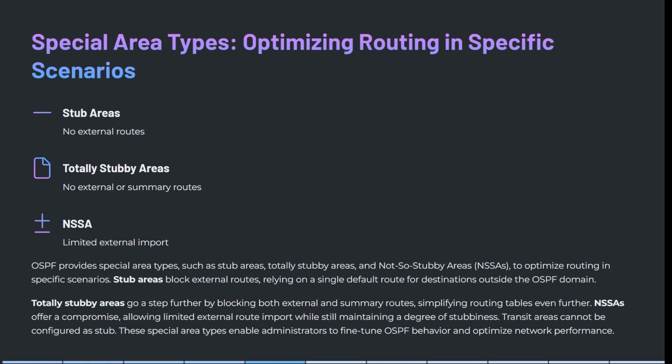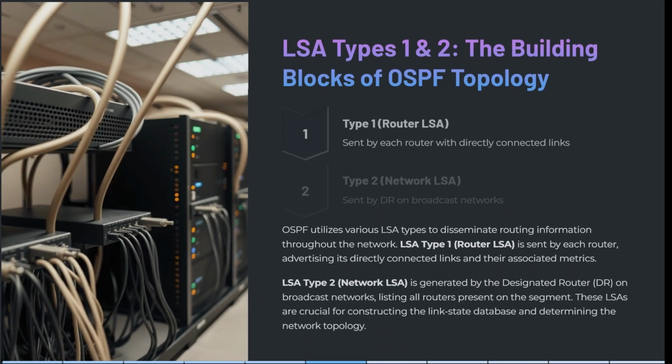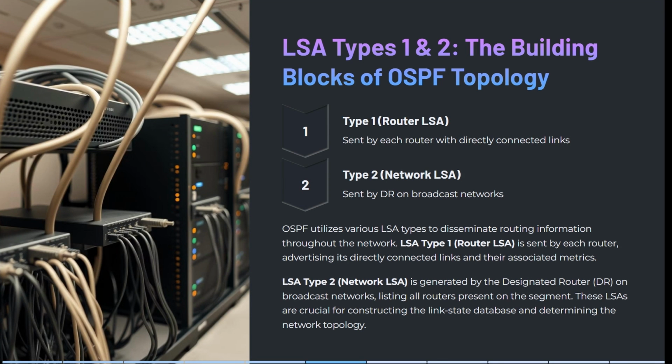Stub areas block external routes, relying on a single default route for destinations outside the OSPF domain. Totally stubby areas go a step further by blocking both external and summary routes, simplifying routing tables even further. NSSAs offer a compromise, allowing limited external route import while still maintaining a degree of stubbiness. Transit areas cannot be configured as stub. These special area types enable administrators to fine-tune OSPF behavior and optimize network performance.